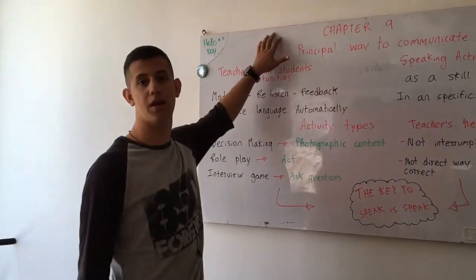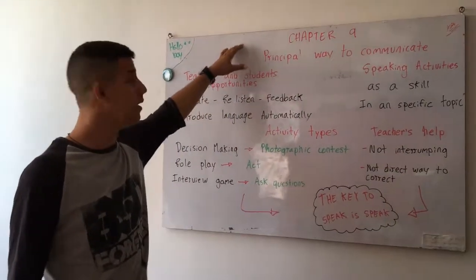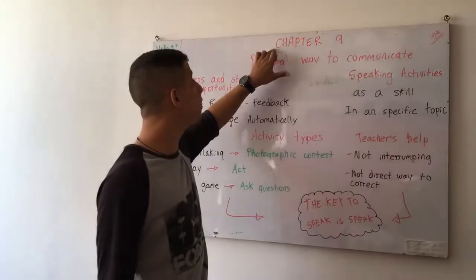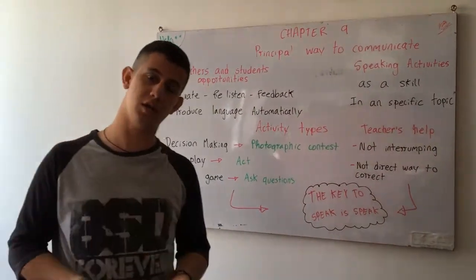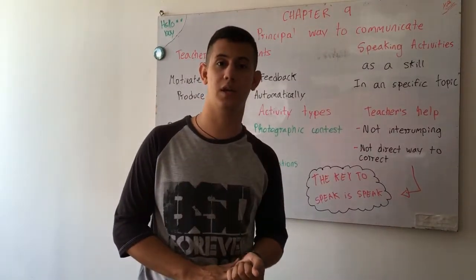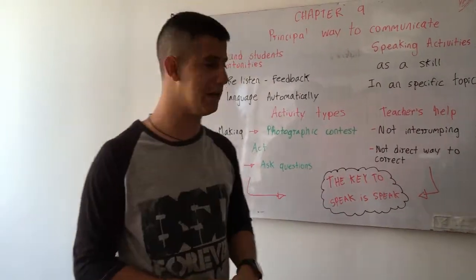About Jeremy Harmer and his book How to Teach English. Today we're going to go over chapter 9, Principal Ways to Communicate and Speak in English, and the name of the chapter is How to Teach Speaking.